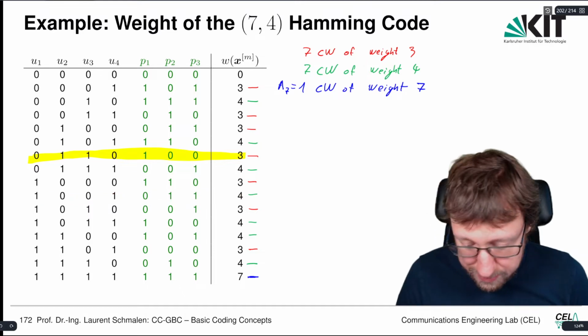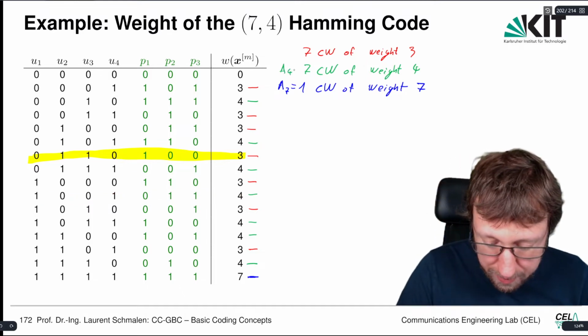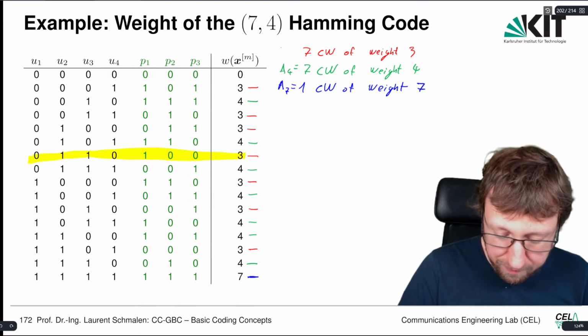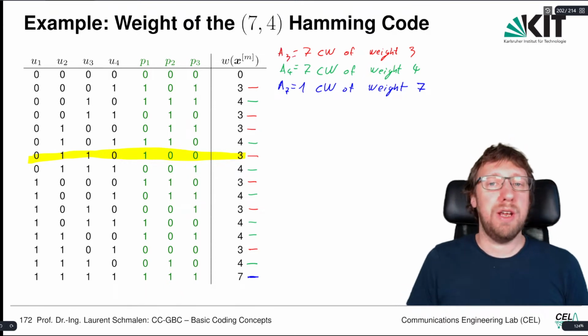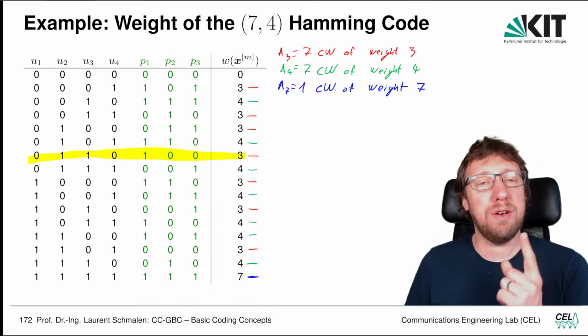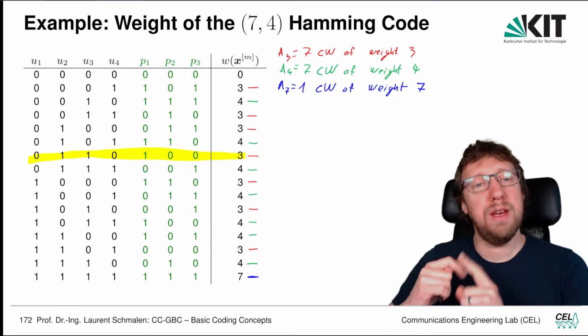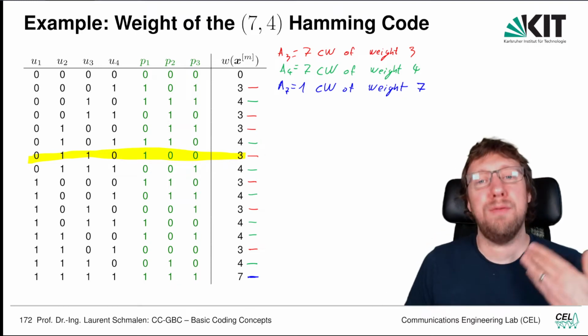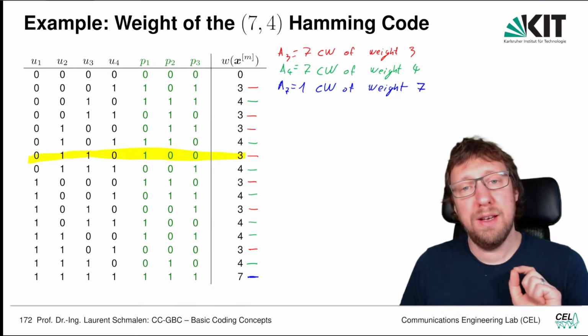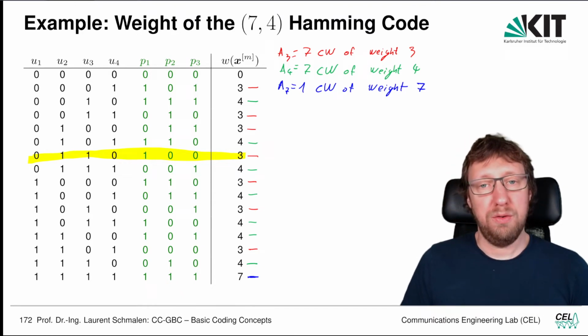And you can do the same for A4 and A3. This is just a little bit of searching, but you can always find 7 code words that are at distance 3 of a specific code word. You can find 7 code words at distance 4 of this specific code word.